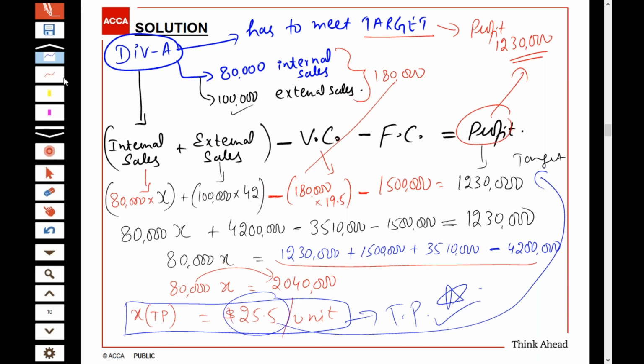Now, isn't it? See, the dynamics of the question have changed. The focus of the selling division has now shifted from opportunity cost towards meeting the target. Is it clear, all of you? Just answer me in the chat box.